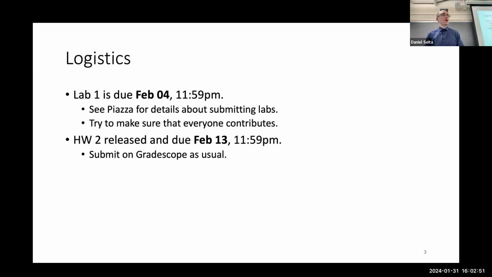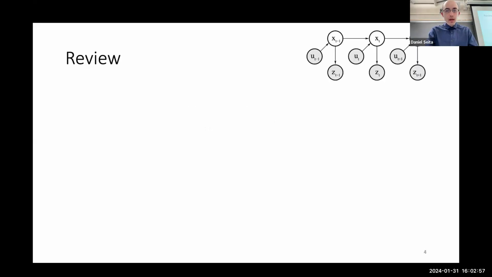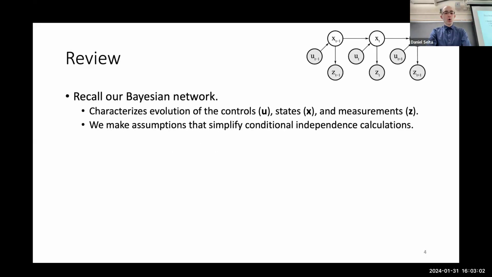All right, so let's get into the technical portion of the lecture. Let's do a very quick review of what we've covered the last few classes. We made an assumption that we are following a certain Bayes net structure. So we have a Bayesian network that characterizes the evolution of control, the state, and the measurement. We call those U, X, and Z. Sometimes you might see control as action, so A instead of U, but it's basically the same thing. And we make these assumptions that simplify our conditional independence assumption.